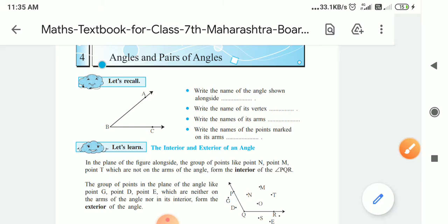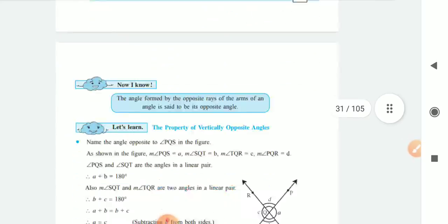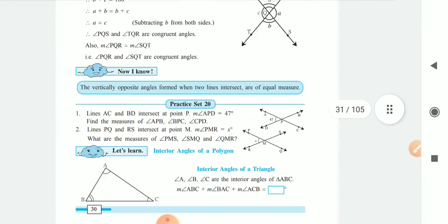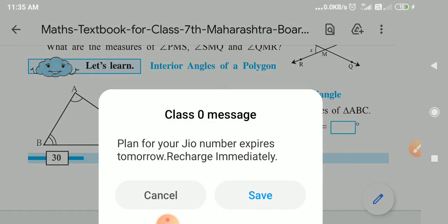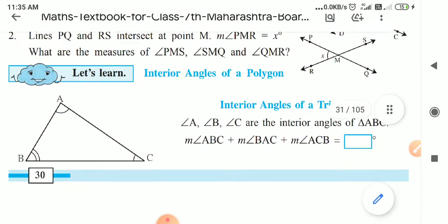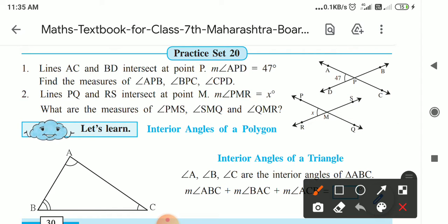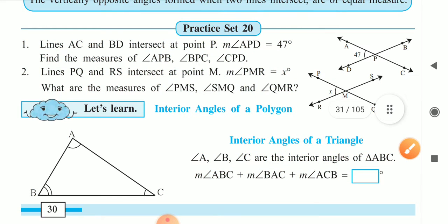Angles and pairs of angles. Under this lesson, now we are moving to the next point, that is the question on interior angles of a polygon. Interior angles of a polygon. This is Practice Set number 20, which we had seen yesterday. So, interior angles of a triangle.